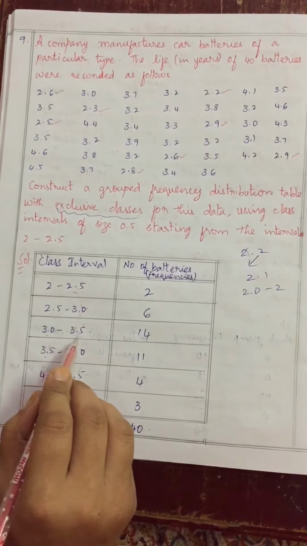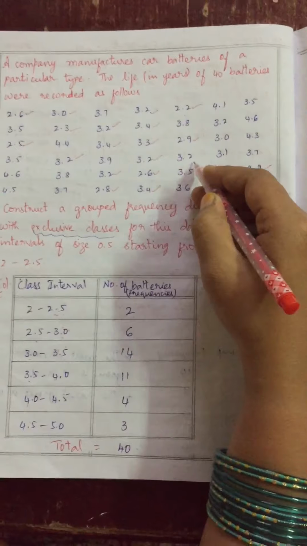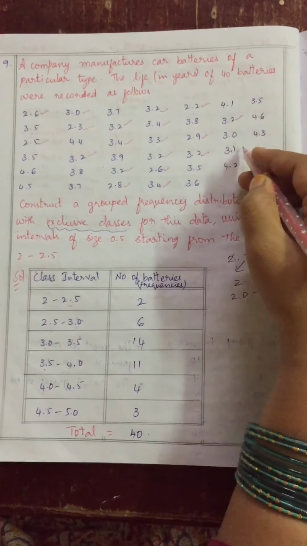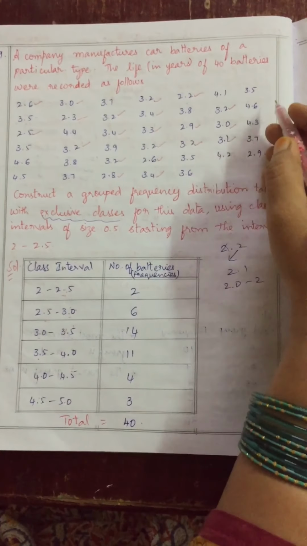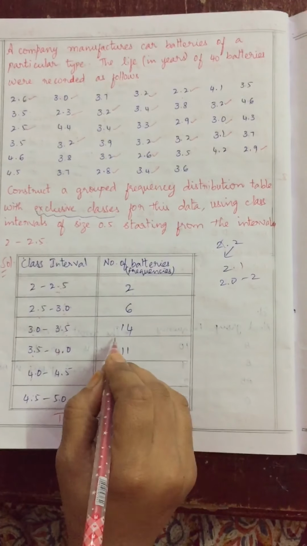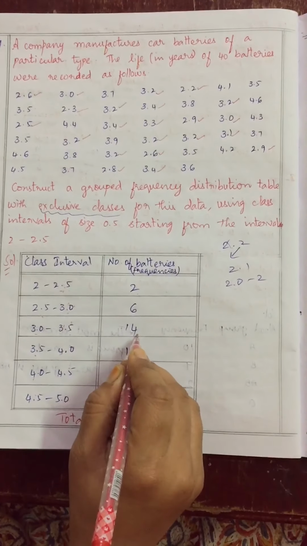Similarly 3.0 to 3.5 you count here. 3.5 we will not count. Up to 3.4 only we will count. So this one we will not count. 3.01, 2. Are you getting my point, children? 3, 4, 5, 6, 7, 8, 9, 10, then 11, 12, 13, 14. Clear, children? So 3.0 to 3.5, 14 we got.